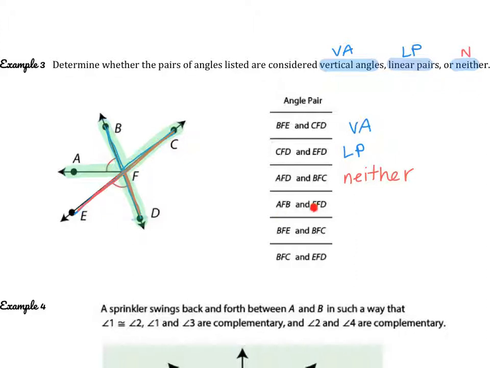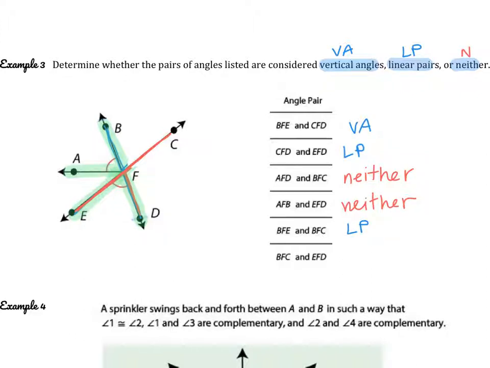Let's look at the next one, AFB and EFD. So AFB is here and EFD is here. So same thing here. Now we have 2 lines that are kind of going like this. This is a straight line, this one is not, so this would qualify as neither as well. Okay, and then here angle BFE and angle BFC. So same idea here. I see that I have a straight line. Again, BFE and BFC, so that would give us a linear pair.